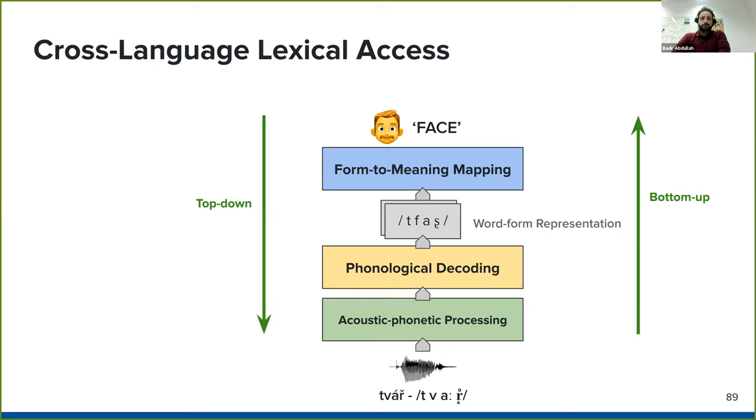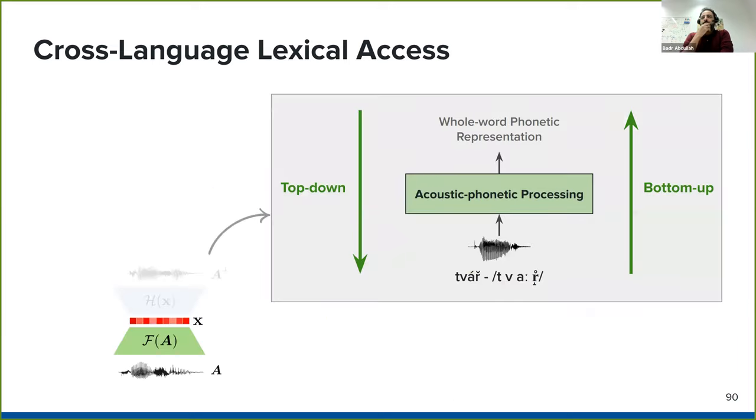So knowing what are the words that could exist in the lexicon of that language could also help the listener to decode what was the spoken word. And here we are interested in this acoustic phonetic processing, the front end of language processing. And we think the correspondence autoencoder model actually simulates this processing, since there are no phonological, or at least there are no explicit phonological representations at any point in this model.